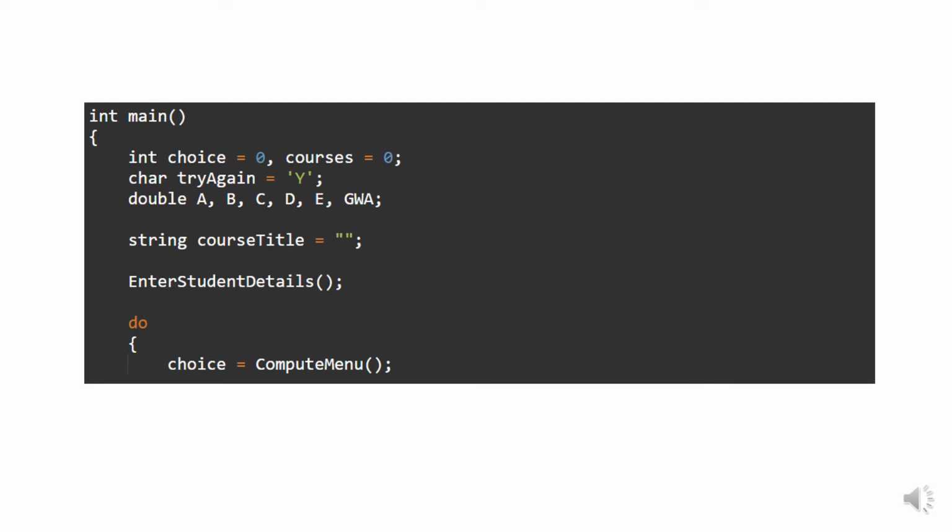Another int function is the main function for the computation of final grade. We are just defining variables here for them to be read by the program. For the choice, it is calling the prior function, compute menu.